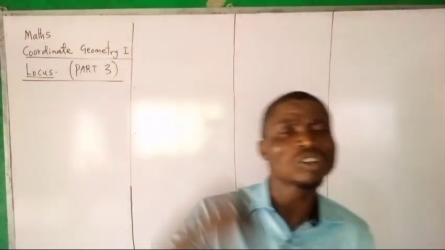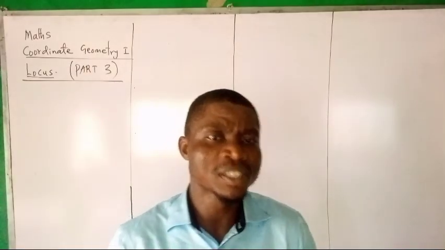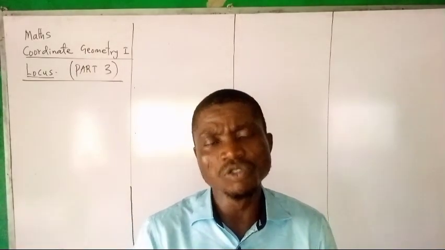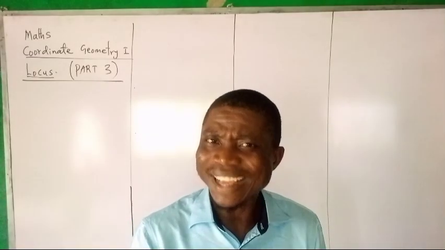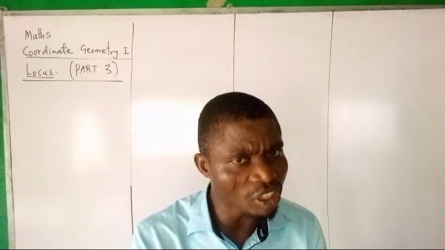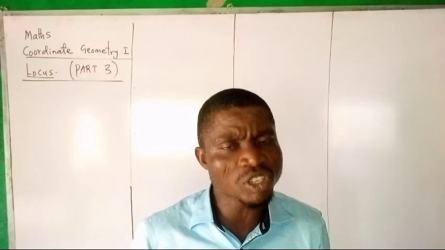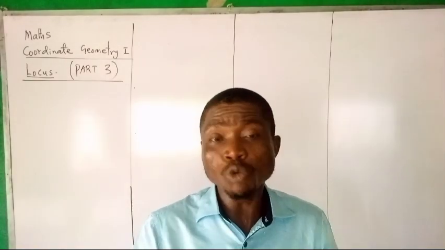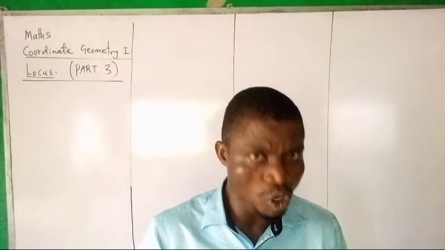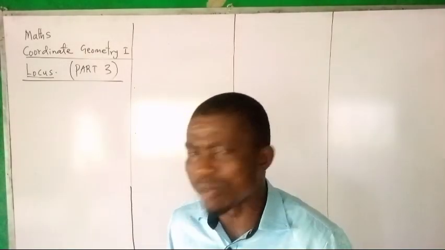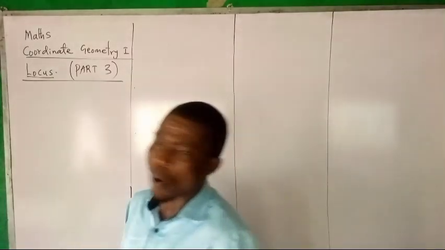Now, whenever you hear the word locus, think of set of points. I can define locus as a set of points which satisfy a given condition or rule. And those conditions or rules are what we call theorems of locus. So I will be discussing the theorems of locus right now, and I start. Theorem 1.